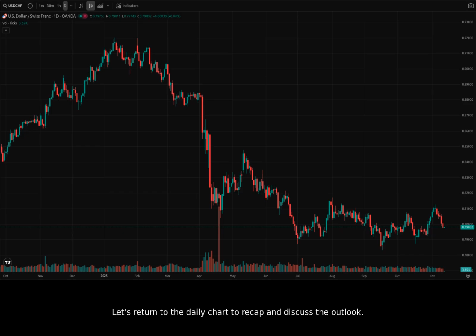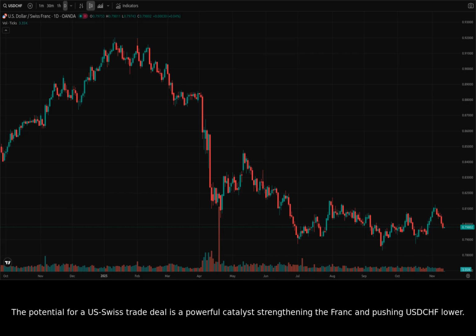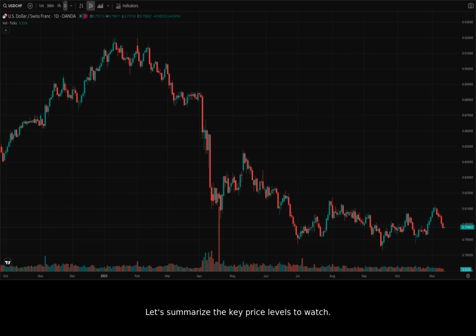Let's return to the daily chart to recap and discuss the outlook. The fundamental picture and the technical picture are strongly aligned, which gives us a high-conviction view. The potential for a US-Swiss trade deal is a powerful catalyst strengthening the franc and pushing USDCHF lower. Let's summarize the key price levels to watch.